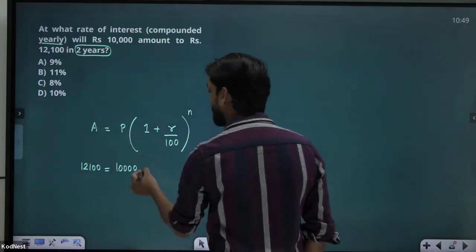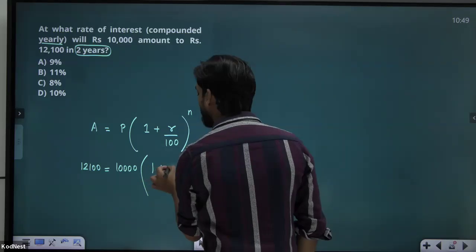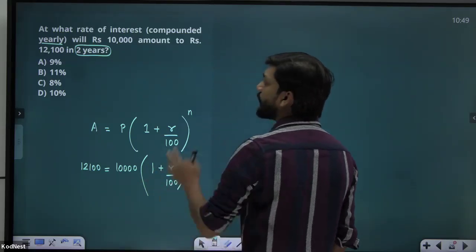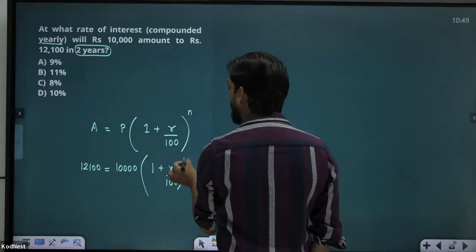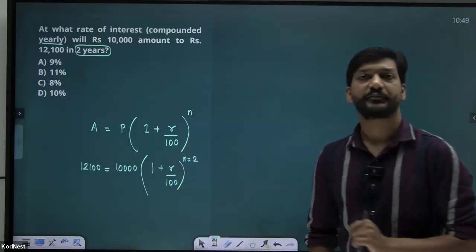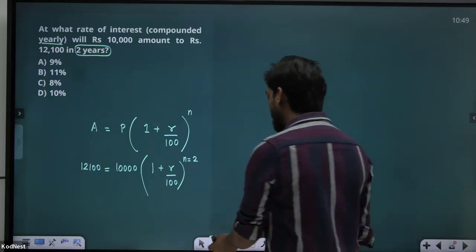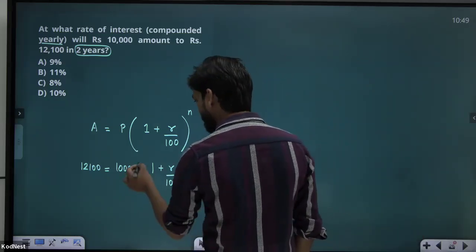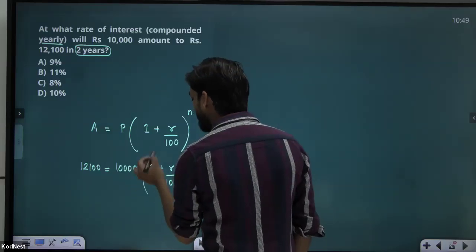Now 1 plus r by 100. Rate of interest is not given. Time is given as 2 years, so n value will be 2. This is what we have. Okay, I need to simplify this.